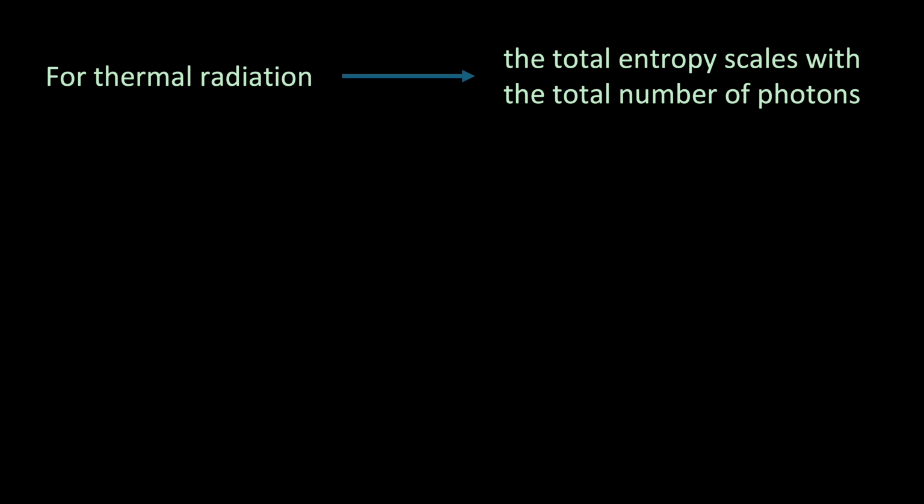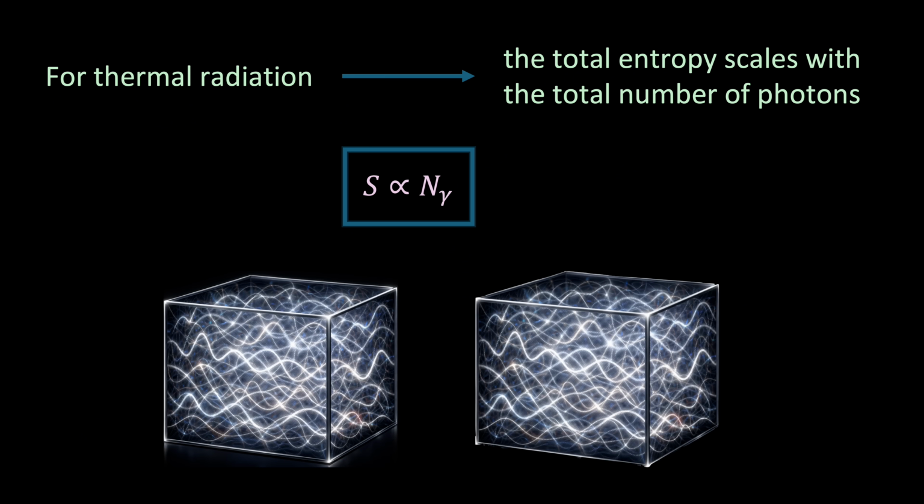Now here's the key simplification. For thermal radiation such as this, the total entropy scales with the total number of photons. In other words, we can say that S is proportional to n_gamma, where n_gamma is the number of photons. And the reason is actually very intuitive. Take two identical boxes of blackbody radiation, same temperature, same volume, so each box has the same spectrum, the same number of photons and the same entropy. Now put them together into one bigger box.